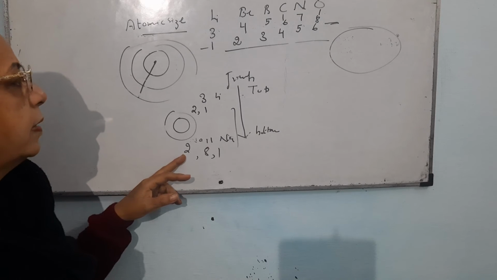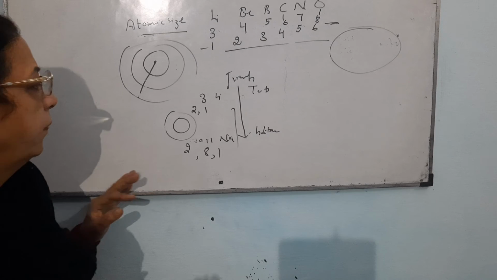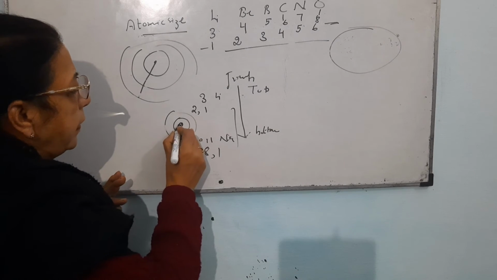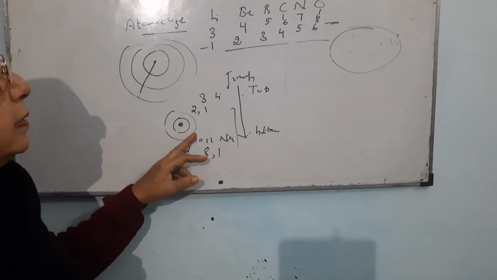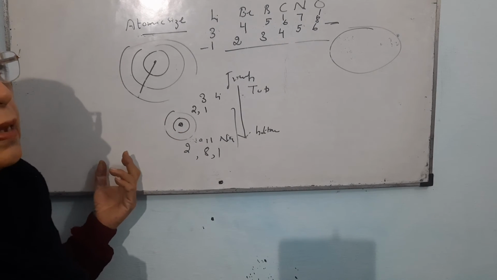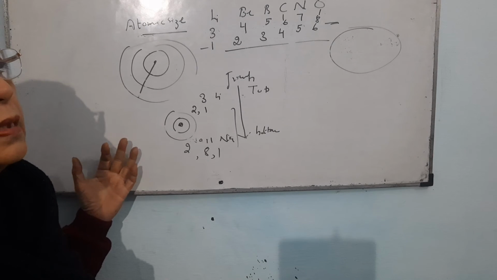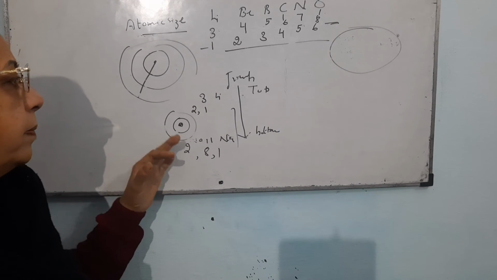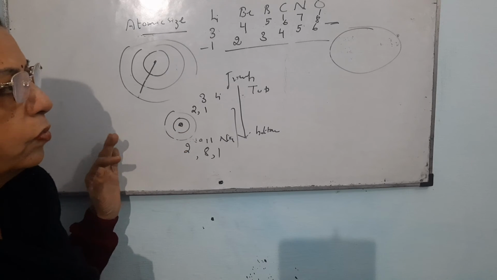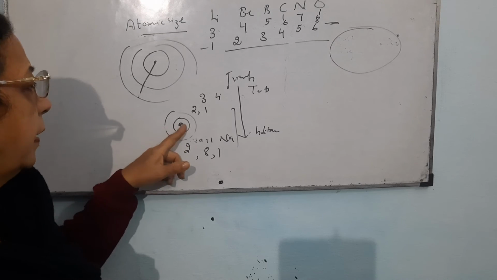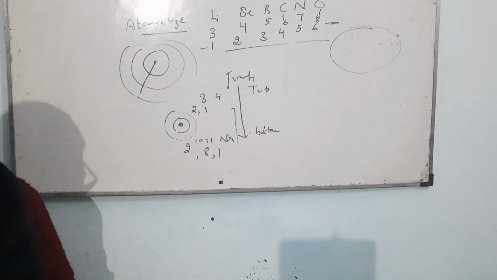the number of shells. Because of the increase in the number of shells, the nucleus is penetrated inside. And when the nucleus is penetrated inside, there will be a decrease in the force of attraction and there will be an increase in size.